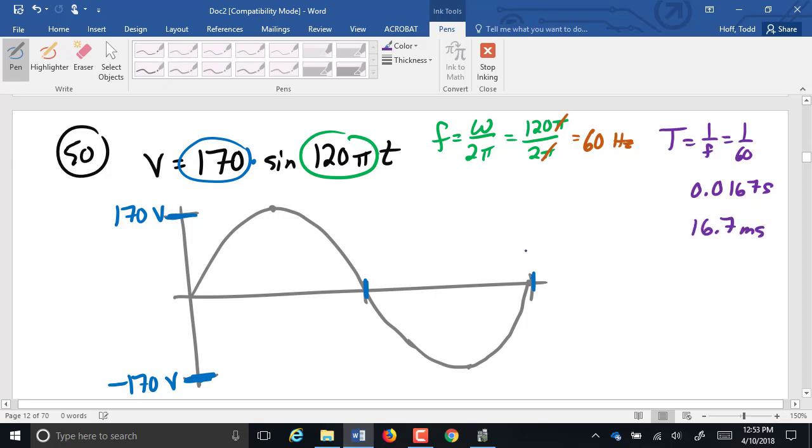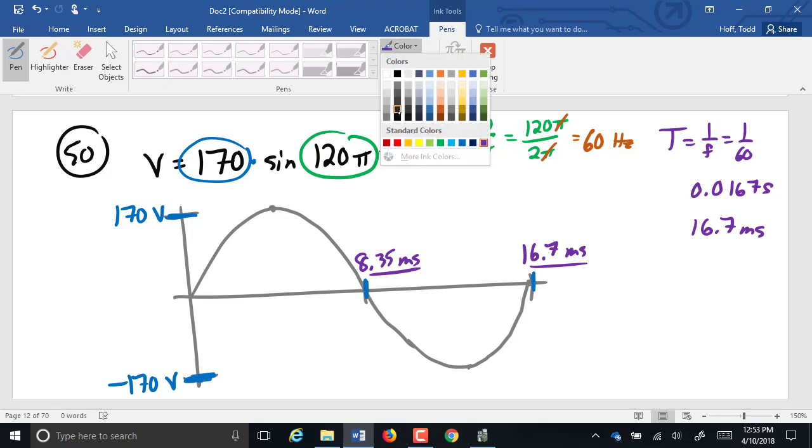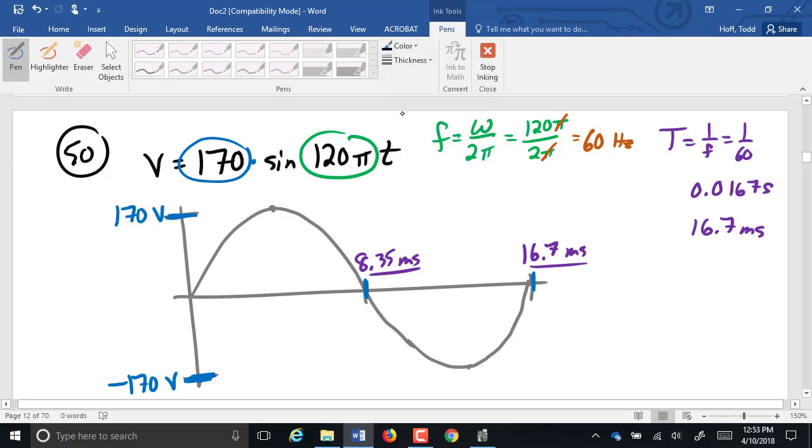So this here is 16.7 milliseconds. This here is going to be 8.35 milliseconds. You got it. That's it. What do you guys think? Okay.